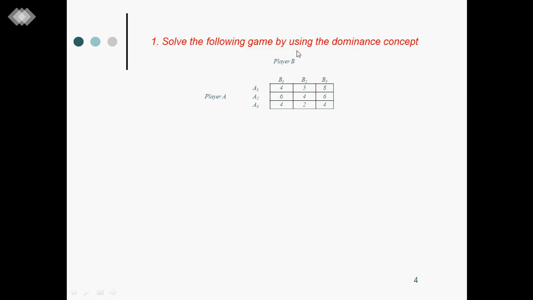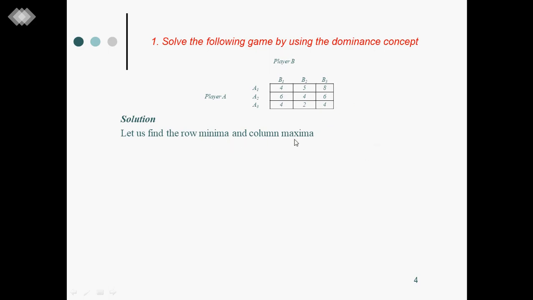Solve the following game using the dominance concept. The row player has 3 strategies, the column player has 3 strategies: A1, A2, A3, B1, B2, B3. These are the payoff elements, and the whole thing is the payoff matrix. First of all, let us confirm whether there is a saddle point or not. Although it is given to use the dominance concept, always let us find whether there is a saddle point or not, so that you can guess the value of the game also, as we have discussed.